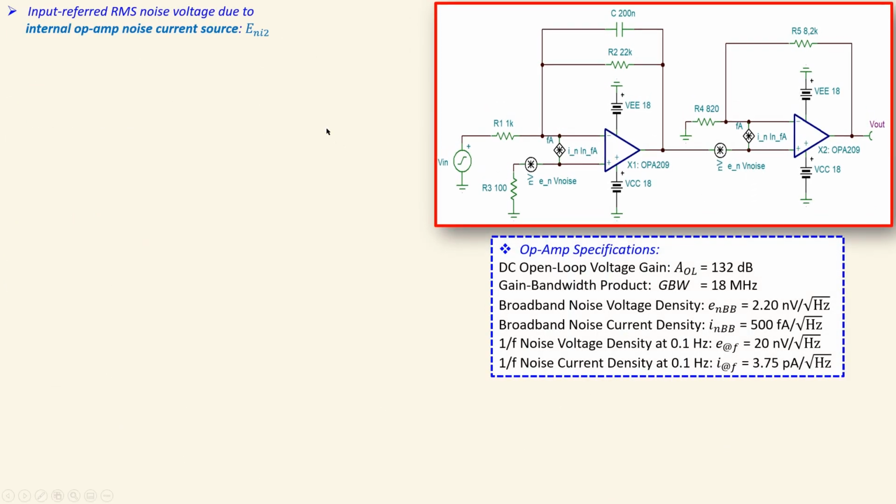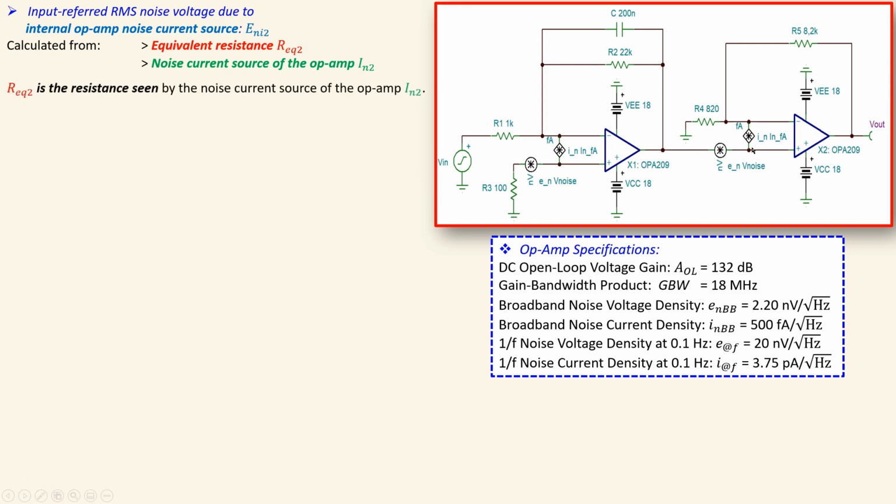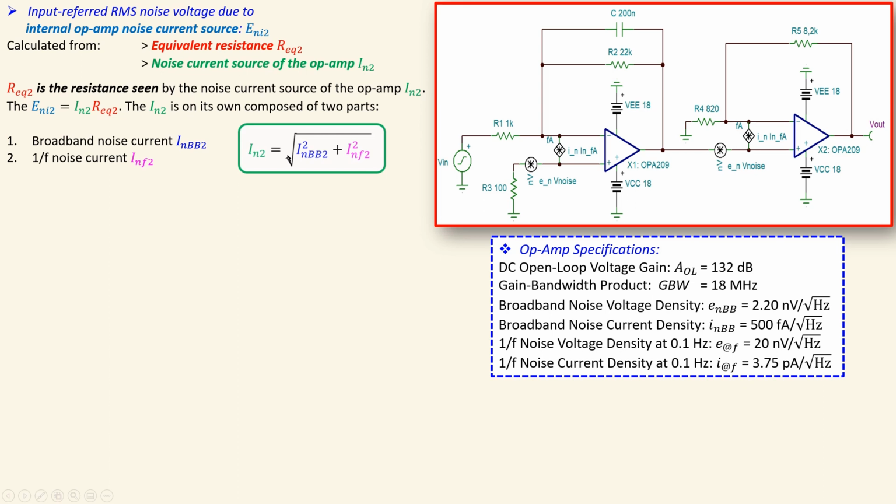Now we go to the current source, again in a similar form. In this case, we also look at the equivalent resistance seen by the source and also the RMS value of that noise current source. In this case, the equivalent resistance is different because now this current source will see R4 and R5 in parallel. Again, we will use Ohm's law to calculate that input noise voltage, converting that input noise current using the resistors. This is again composed of two parts, which is the broadband and also the 1/f noise current. Again, we will calculate that using the root sum of squares formula.